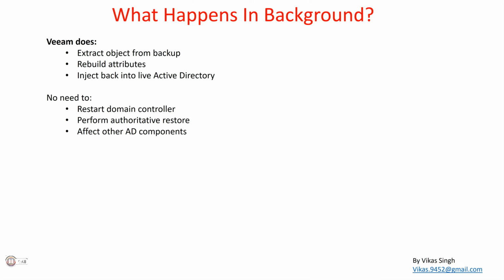So what happens in the background? Now let's understand what Veeam actually does behind the scenes. When you initiate an object level restore, Veeam extracts the required object from the backup, and then it rebuilds the attributes associated with the object. Finally, it injects the object back into the Active Directory environment. The best part is there is no need to reboot the domain controller, no need to do an authoritative restore, and no impact to the Active Directory components.